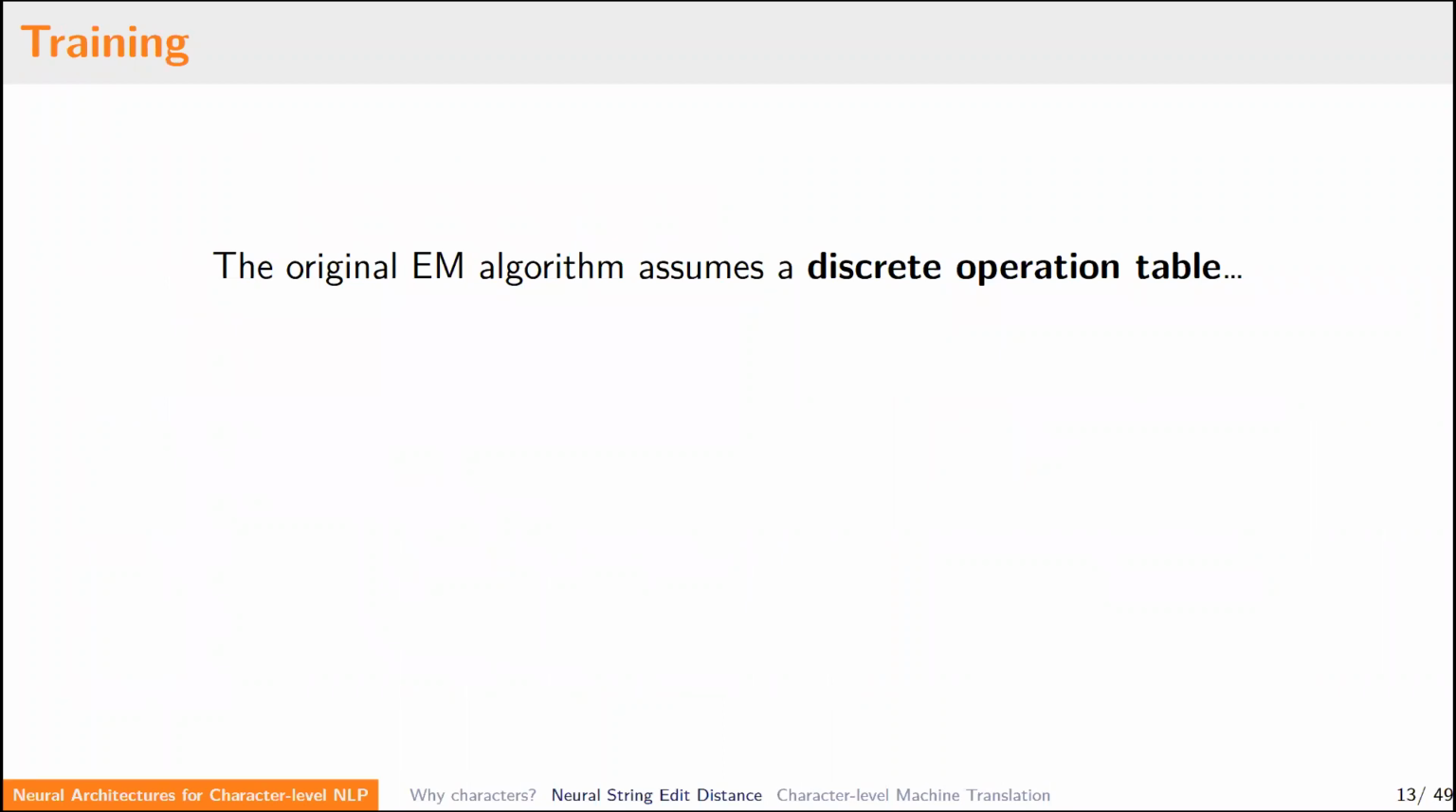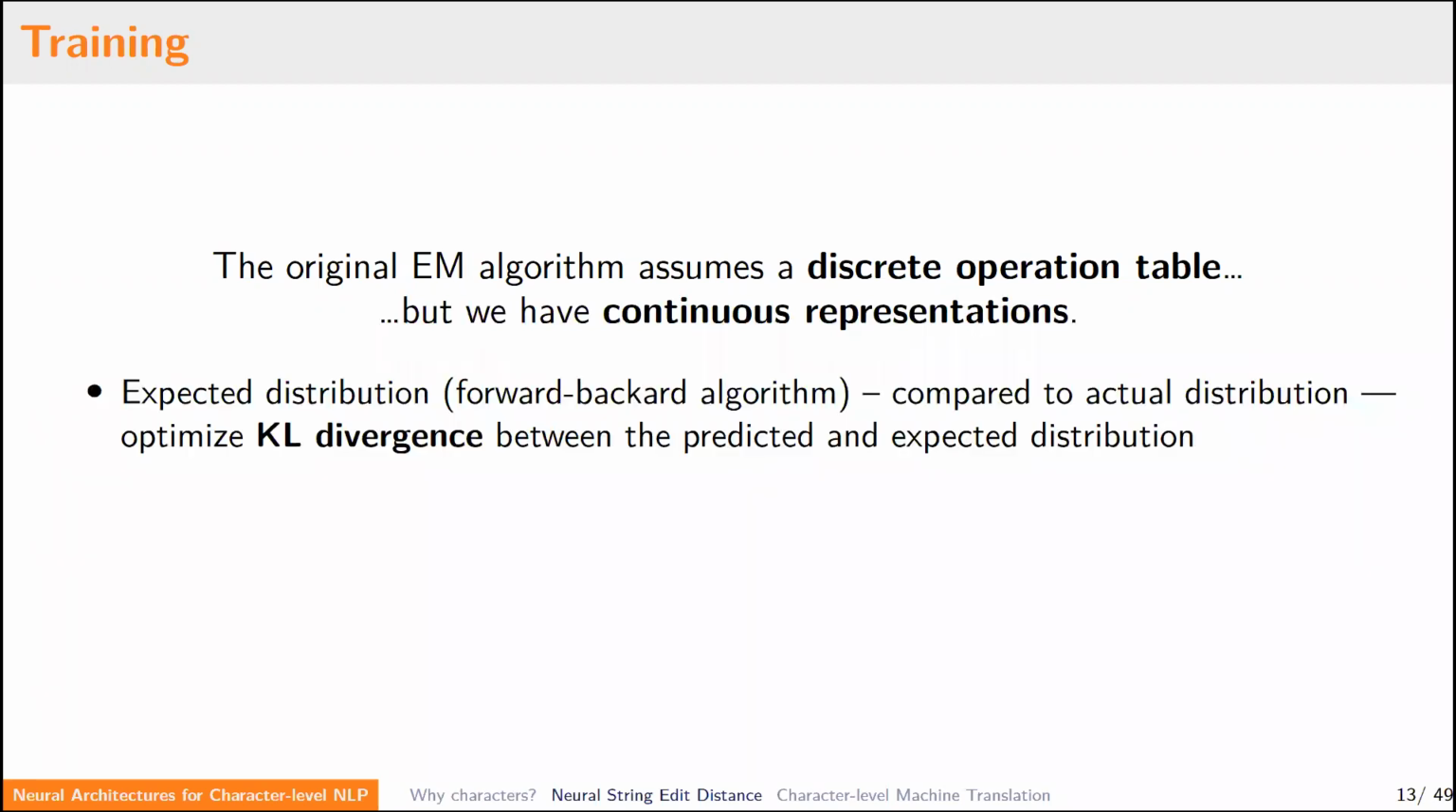But the problem we need to solve is that the original expectation maximization algorithm relied on the discrete table of operations. The trick that actually allowed the algorithm to work was that only some operations are plausible given the two strings. So it means that during training we just never see some symbol pairs. This is trickier with a continuous representation. So we do a different trick.